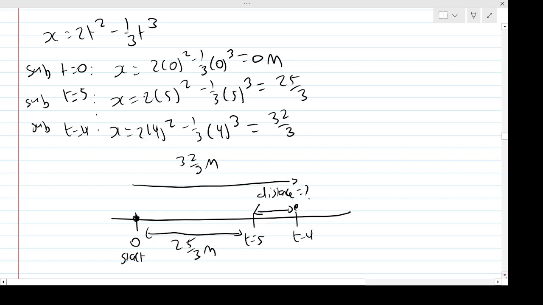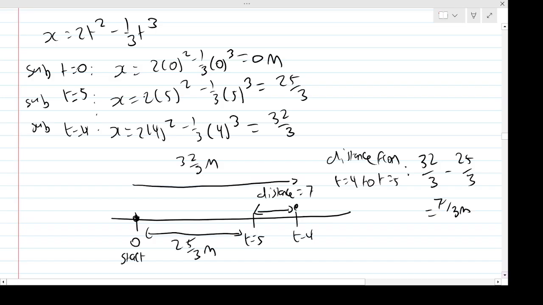Well, actually, if we also know this distance, then surely the distance from t is 4 to t is 5 is going to be 32 over 3 take away 25 over 3. So if we work that out, that's going to be 7 over 3 meters. So this distance here is 7 over 3.